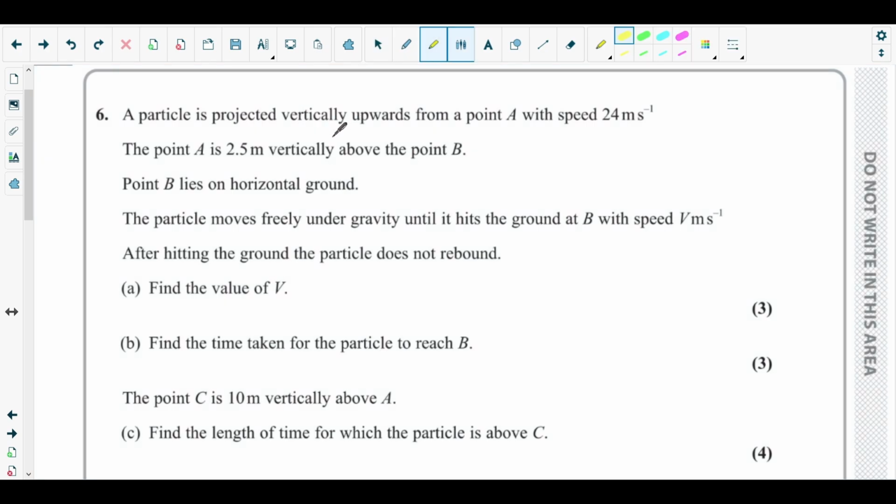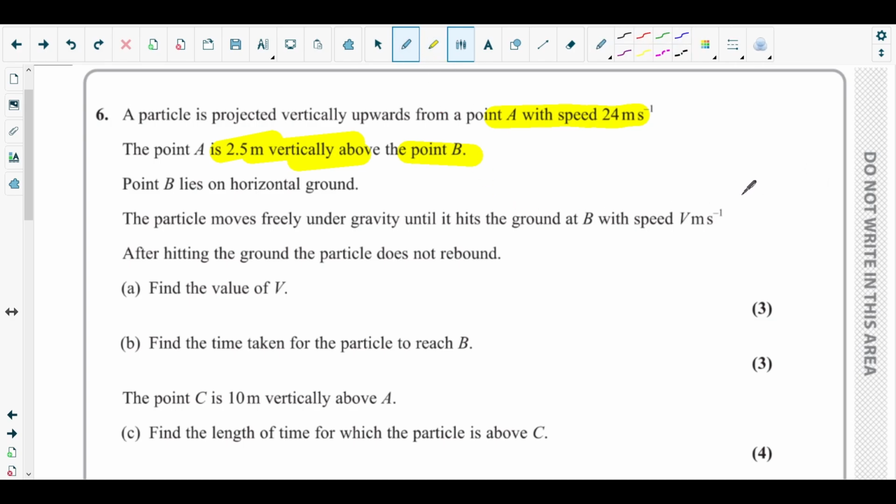A particle is projected vertically upwards from a point A with speed 24 meters per second. From point A, the particle has been projected at a speed of 24 meters per second in the upward direction. The point A is 2.5 meters vertically above the point B.